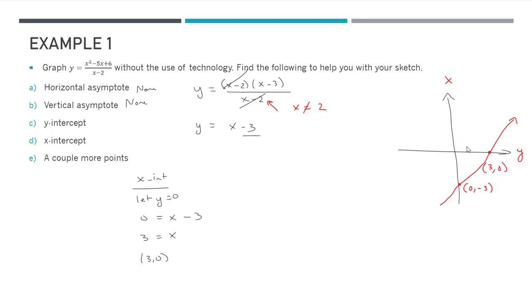Now we should actually label what that hole would be. So we're going to go inside this equation, and we're going to let x equal 2. So y equals 2 minus 3. So therefore, our point of discontinuity is when x is 2, and that's going to be a height of negative 1. So somewhere like here, and we'll label that 2 comma negative 1. There we go. We're done.